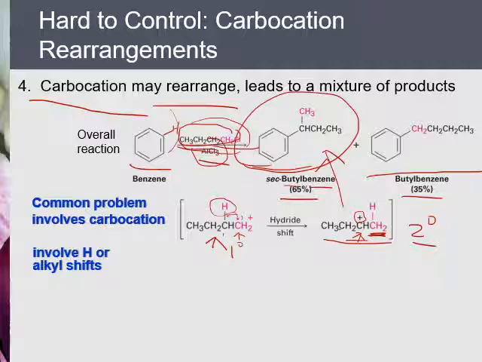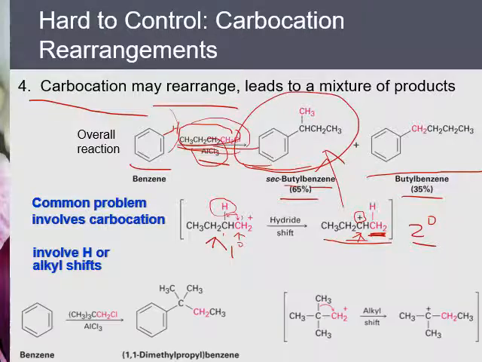As long as a reaction involves a carbocation, the carbocation always tries to rearrange to form a more stable carbocation before the next step happens. So another example is when benzene reacts with this alkyl halide, and the activation step gives you again a primary carbocation. In this case the neighboring carbon does not have a hydrogen, so it cannot undergo a hydride shift.